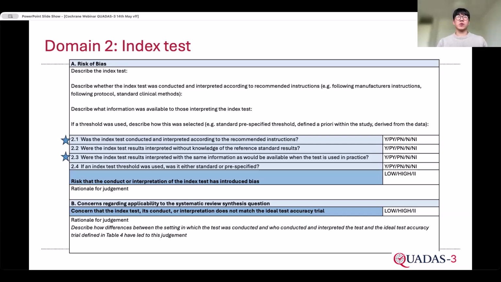In the index test domain, we're mostly interested in assessing how the index test was conducted, interpreted, what information was available to the people interpreting it, and how the threshold for the index test was selected.